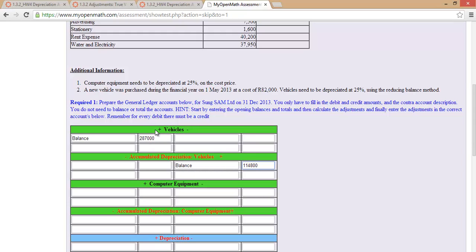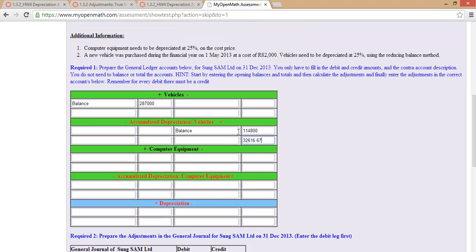Now, because we've used vehicles, the value of my vehicles needs to go down. So I somehow need to decrease my asset. And the way I'm going to do that is not by using my vehicles account, but by using my negative asset account, which is accumulated depreciation, 32,616.67. And because I've used something, I've used an asset, I need to record an expense. To increase an expense, I need to put something on the debit side. The usage of a fixed asset is called depreciation. So I'm going to increase depreciation 32,616.67.